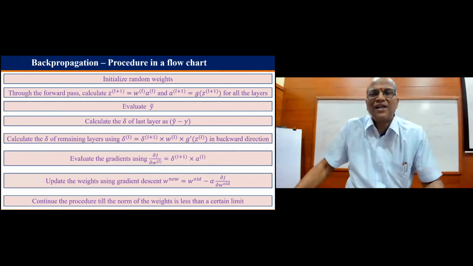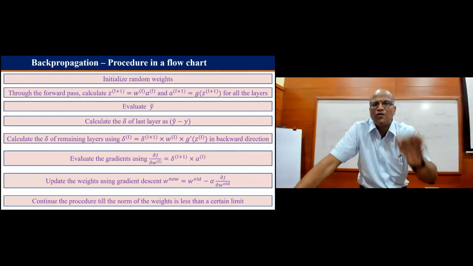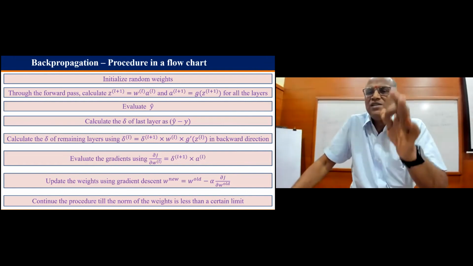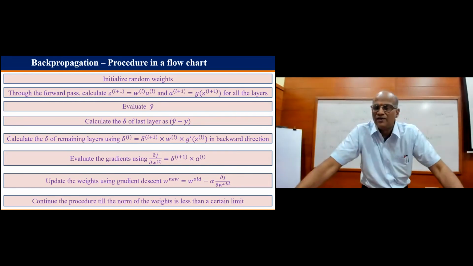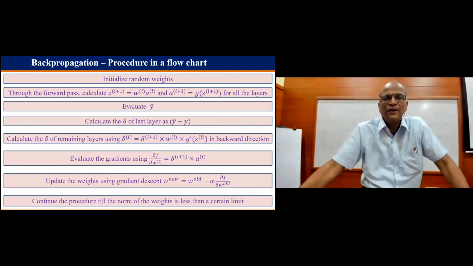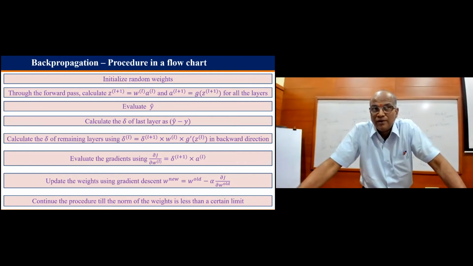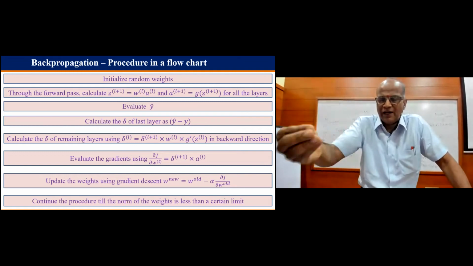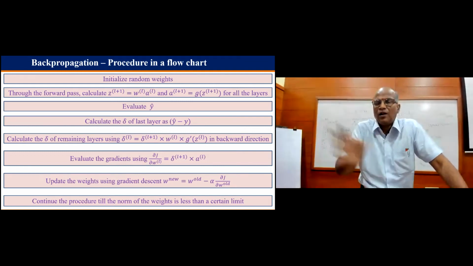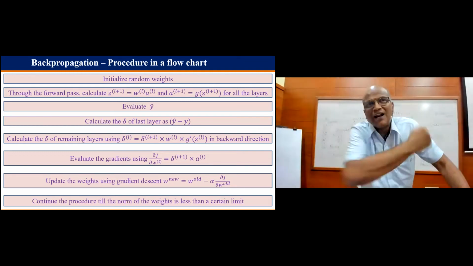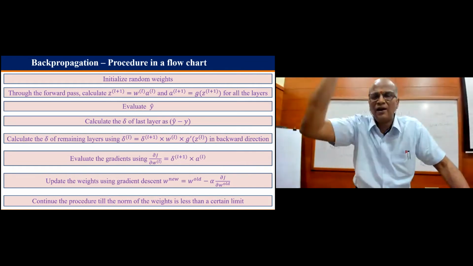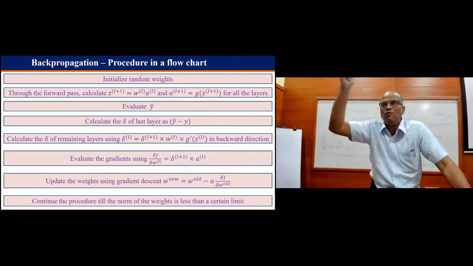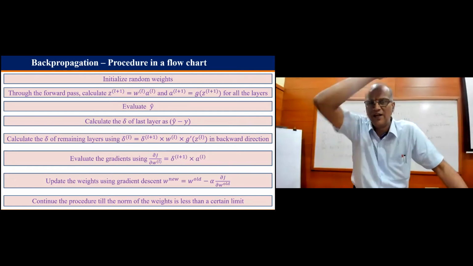Through the forward pass, calculate Z of L plus 1 equal to W of L times A of L, and A of L plus 1 is G of Z of L plus 1 for all the layers. Evaluate the Y bar, the Y hat. I will tell you in a language in which you usually understand. You have a set of inputs. Now you randomize all the weights and then go from the input layer to the output layer. Get the values of Y1, Y2, Y3, and so on; there are 100 data points, up to Y100.